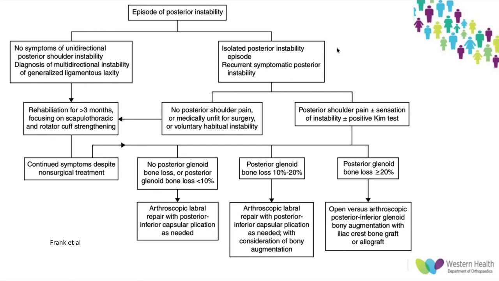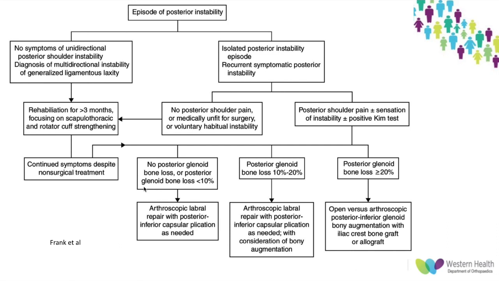On the right-hand side, you've got your isolated posterior instability and your recurrent symptomatic posterior instability. Those without pain, those who are medically unfit, or those who have voluntary habitual instability, they're referred for physiotherapy. The patients with shoulder pain, sensations of instability, a positive Kim test, these ones in their practice are referred for surgery, depending on the degree of glenoid bone loss.